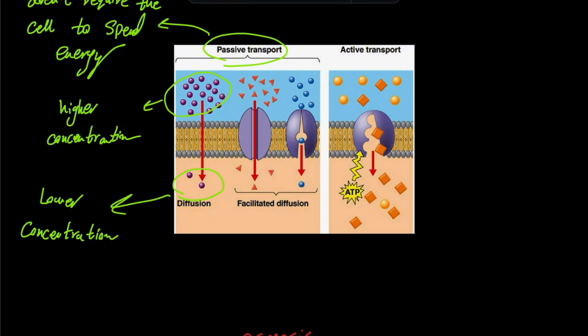The simplest mechanism is simple diffusion. A small non-polar molecule such as oxygen or carbon dioxide can pass directly through the phospholipid bilayer. For example, oxygen diffuses into cells where it's needed for cellular respiration, while carbon dioxide diffuses out as a waste product. No transport protein and no ATP are required.